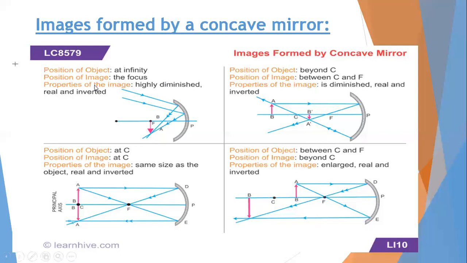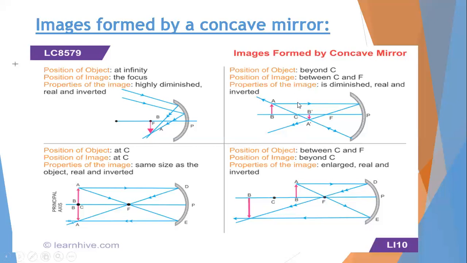Here, the properties of the image means the size of the image, and real and inverted is its nature. So when the object is placed at infinity, its image is formed at the focus. It is very, very small, and real and inverted. This inverted arrow shows that the image is inverted, upside down. The arrow is upside down.